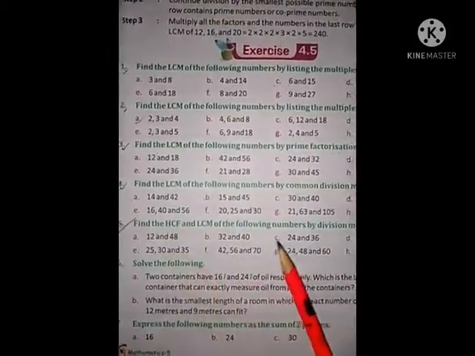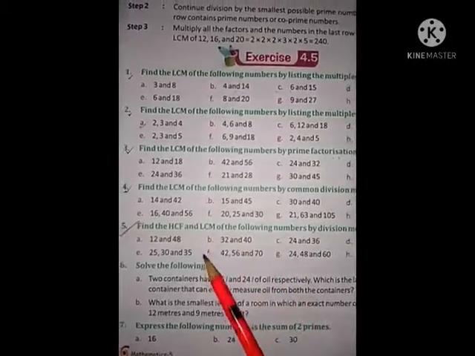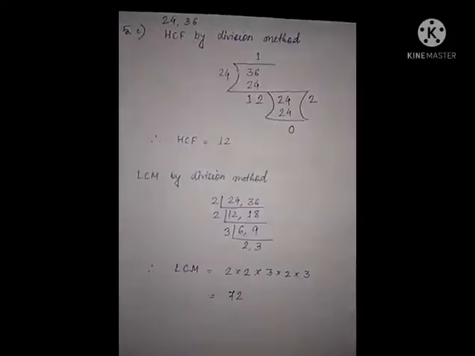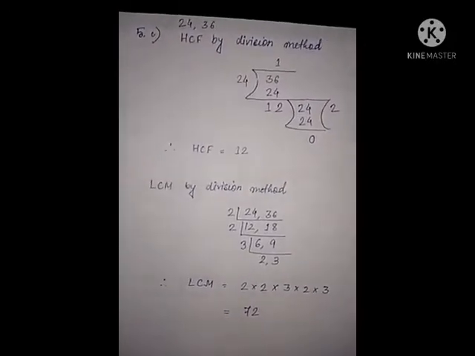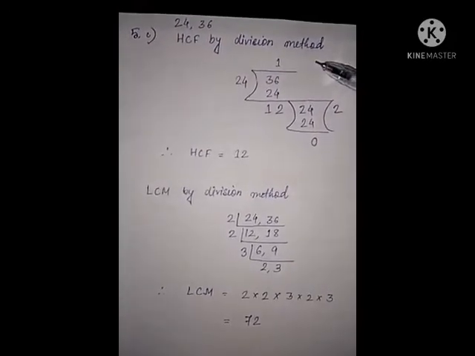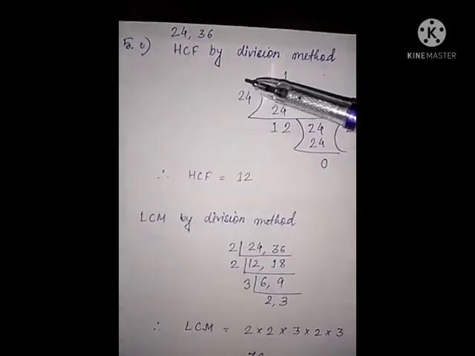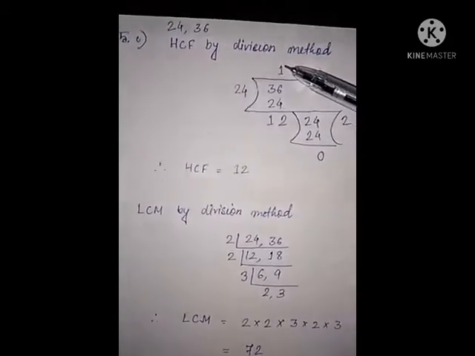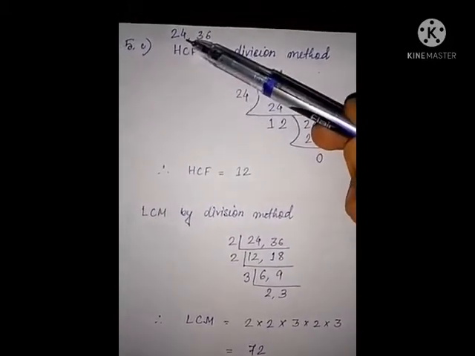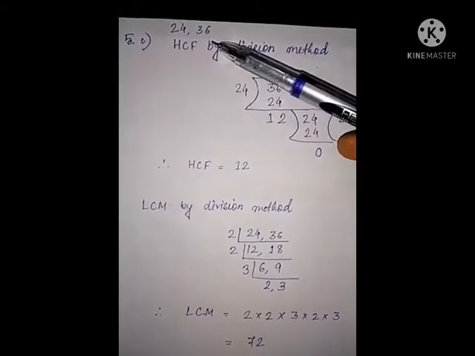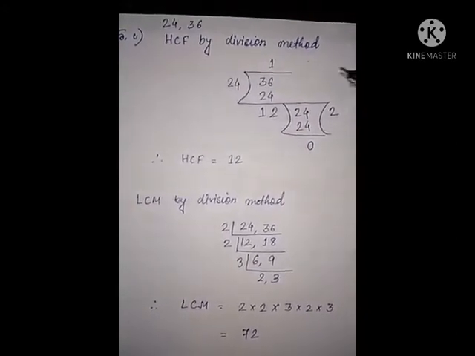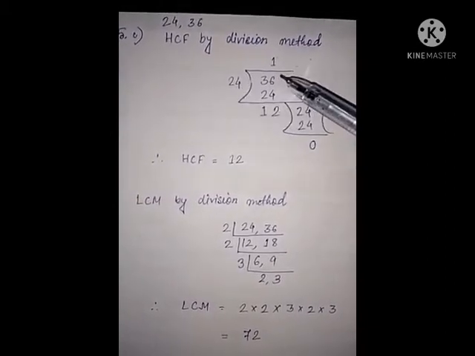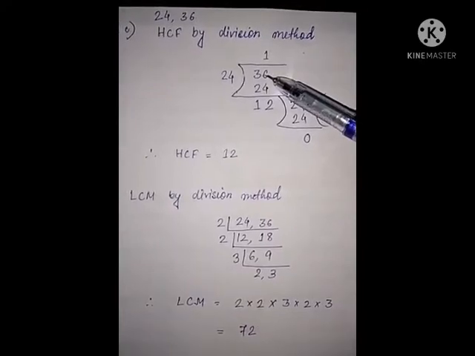I will do one example for you, okay? You have to do the others. Now I am going to do example C. We discussed the division method in our previous classes. To find the highest common factor by division method, we have to use the smallest number as divisor and the highest number as dividend. So here we used 24 as divisor and 36 as dividend, okay?